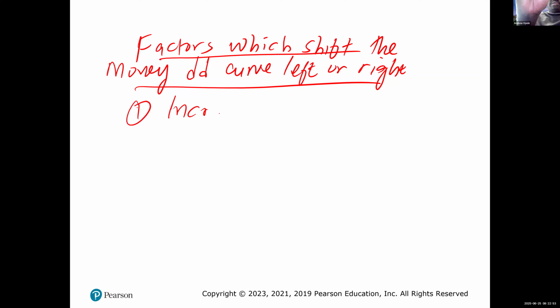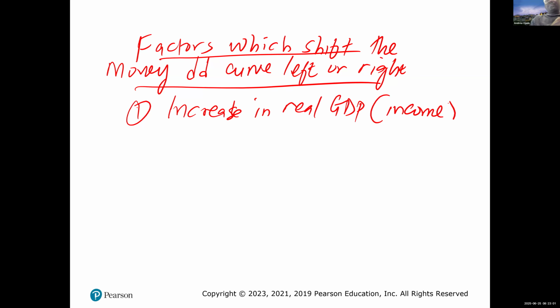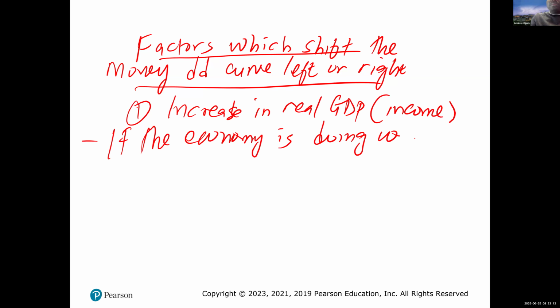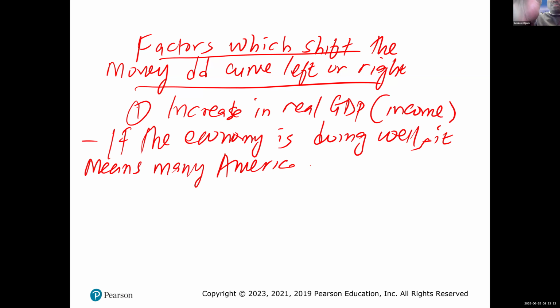an increase in GDP, an increase in real GDP. Remember, GDP is a measure of what? Of income. So if the economy is doing well, it implies that many Americans have jobs, have employment, and income is rising.